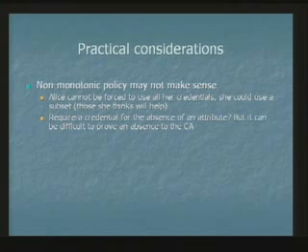There are some practical considerations to this, though. The first is that a non-monotonic policy might not make sense. You can't force Alice to use all of her credentials. She can choose which ones she uses. So an example would be, suppose Bob wanted Alice to not have a credential saying she has a bad driving record. Well, if Alice has a credential saying, I have a bad driving record, she is not going to use that in a situation like applying for insurance. Why am I going to use my credential that I have a bad driving record? So in this case, you can't force Alice to use her credentials, and she can use any subset.